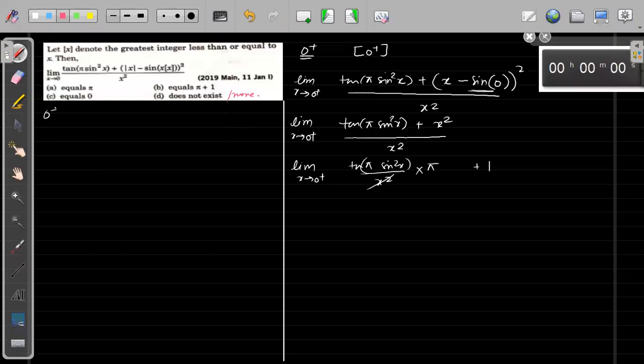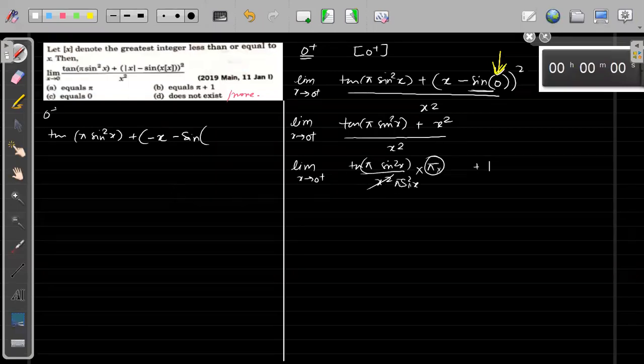Wherever you have none of these, please recheck your calculation once, okay? Next, 0 minus. Let's check for 0 minus. The only difference 0 minus will make will be for this part, because now this will become minus of x. So let's check this one also. This will become tan of pi sine square x plus this will become minus x because it is 0 minus. If you multiply with pi sine square x and divide by pi sine square x, you will get pi. You can check afterwards.